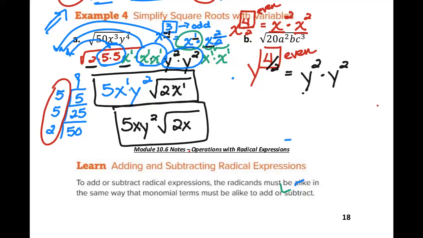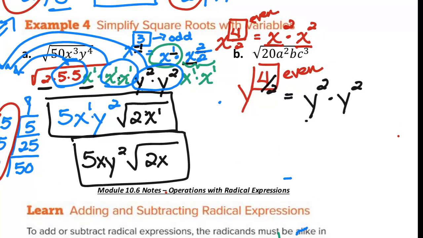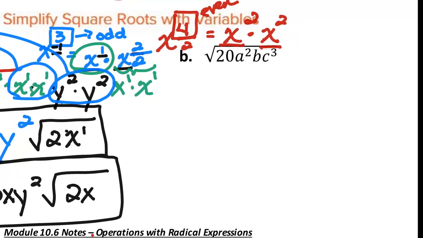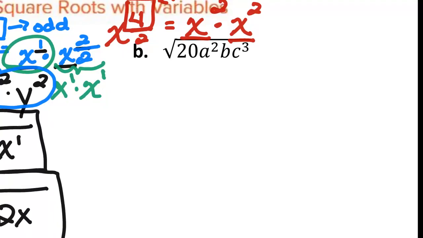All right. And we get another chance to do this type of problem. So now let's look at letter B. So if you didn't get it the first time, let's try it here with letter B. Let me clean this up a little bit. Okay. So first of all, we're looking for the square root of 20a squared b c to the 3rd power.